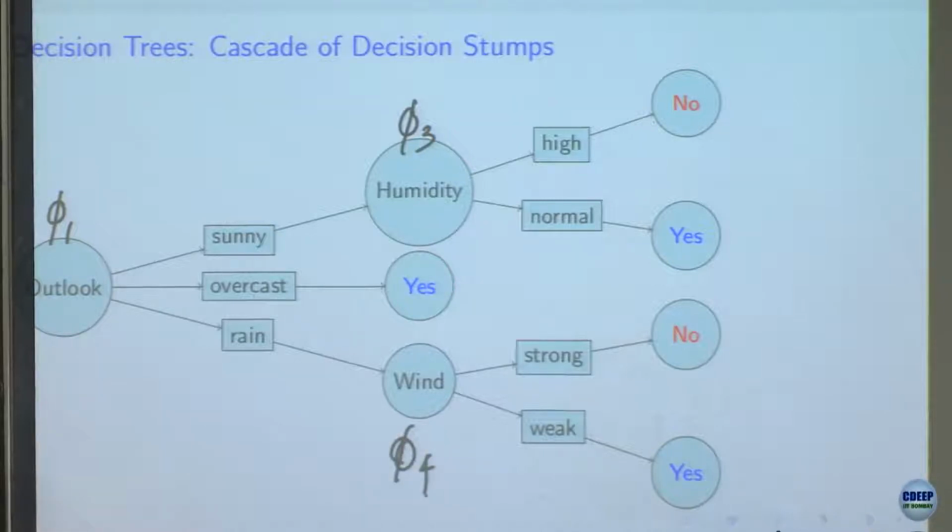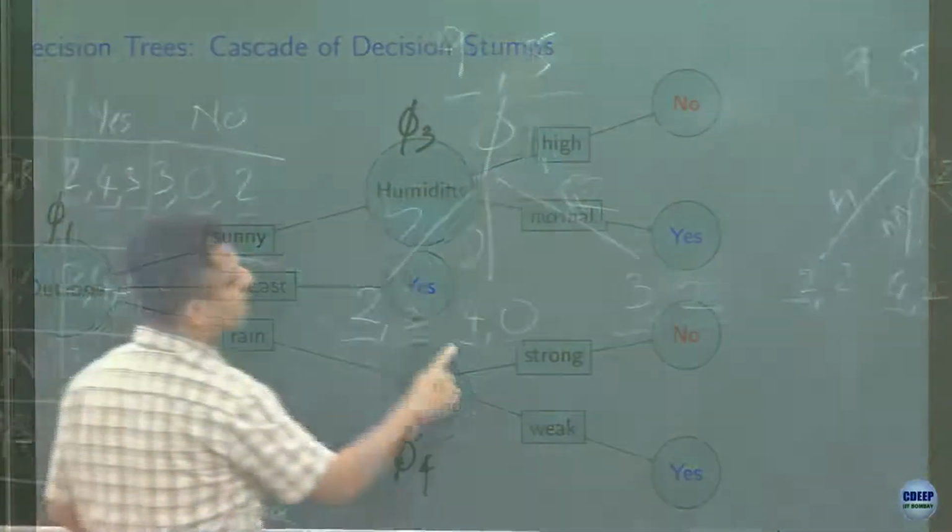So this turned out to be one decision tree that you could build, and as expected we chose phi 1 to begin with, but then the question will be, why did we choose phi 3 next? Why did we choose phi 4? Why did we choose phi 3 for the left branch, phi 4 for the rightmost branch, and in fact for the middle branch we did not choose any feature at all? So basically look at this, right? We are saying that sunny 2 3, overcast 4 0.